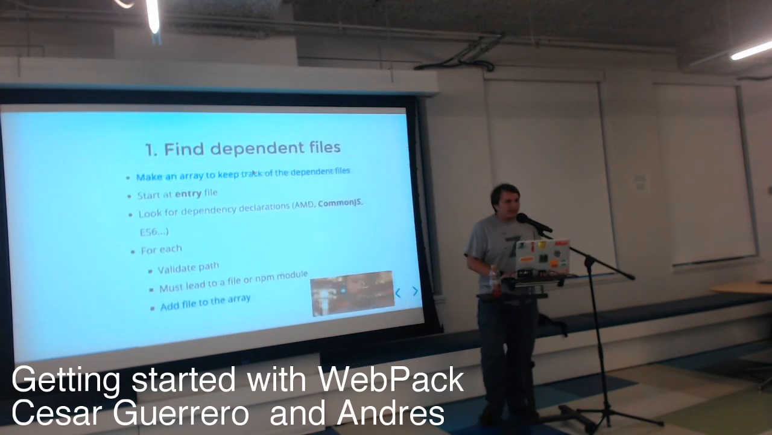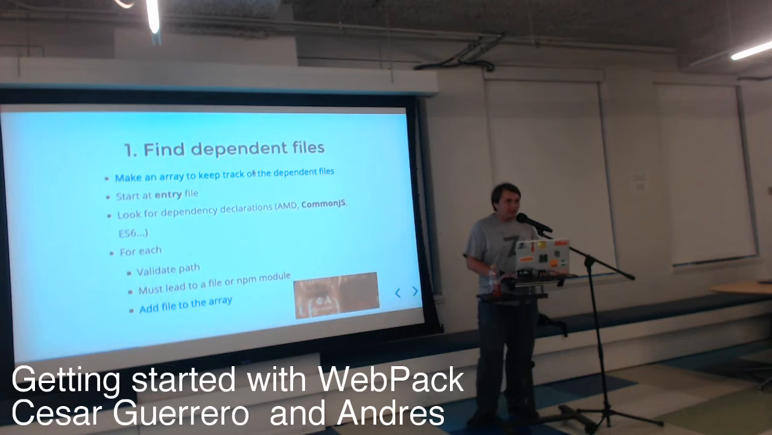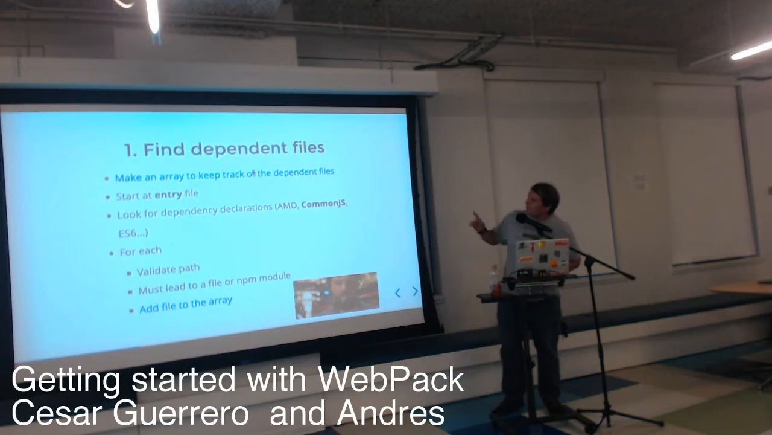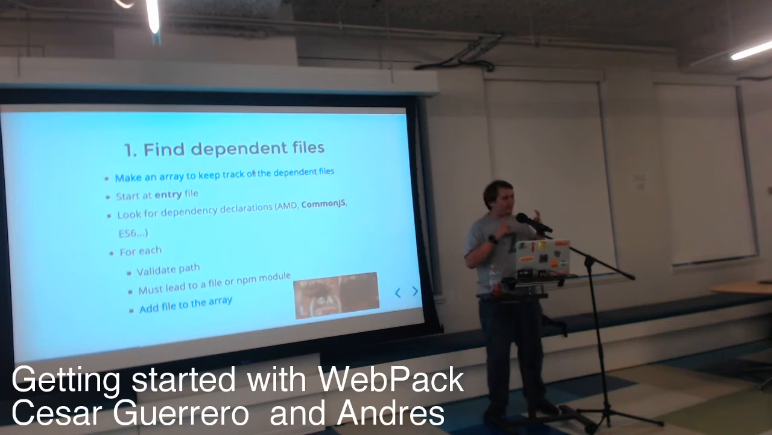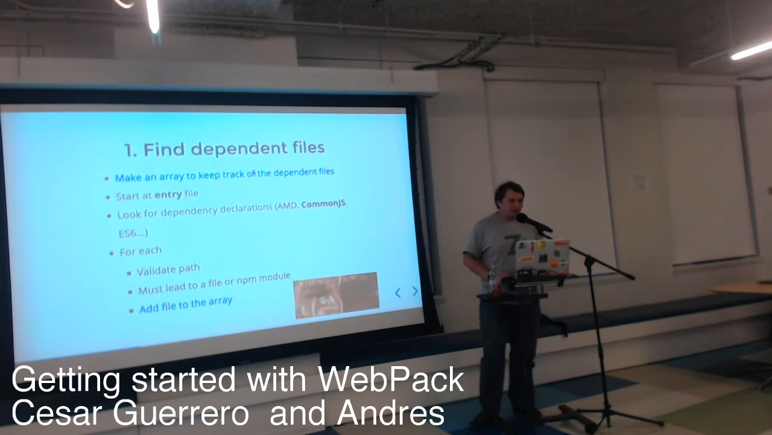So, the first step is to find all the dependent files. First, Webpack will create an array, and it will try to keep track of all the files that you are using in all your code, including the node modules and any other dependency that you have externally. It will be in another array. So it will start at the entry file and then look for any dependency declarations: AMD, CommonJS, ES6. For this example, we are going to use CommonJS.